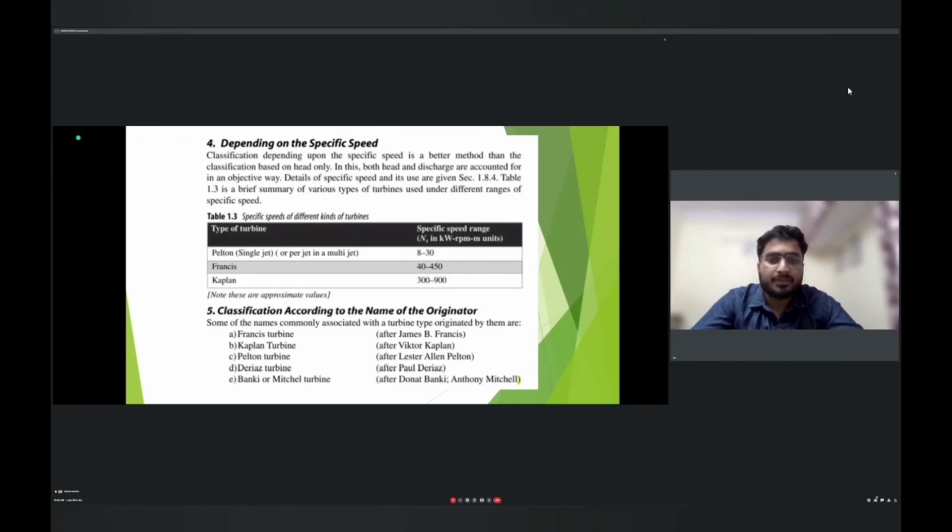And the fifth one is the classification according to the name of the originator. Some of the names commonly associated with the turbine types originated by them are: first one is Francis turbine, after the name of James B. Francis. The second is Kaplan turbine, named after Victor Kaplan. The third one is Pelton turbine, after Lester Allen Pelton. The fourth is Deriaz turbine, after Paul Deriaz, and the fifth one is Banki or Michell turbine, after Donat Banki and Anthony Michell.